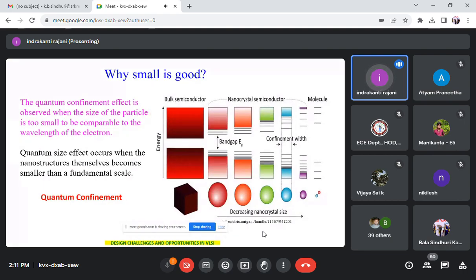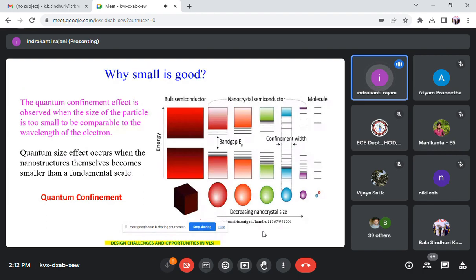Then the second one is quantum confinement. It is the second property which makes it different from the micro scale and macro scale. All of you are aware of semiconducting materials. In semiconductors there will be a valence band, a conduction band, and a band gap. But as you decrease the size of the atom, the band will shrink, and a narrow band gap will occur between the conduction band and the valence band.